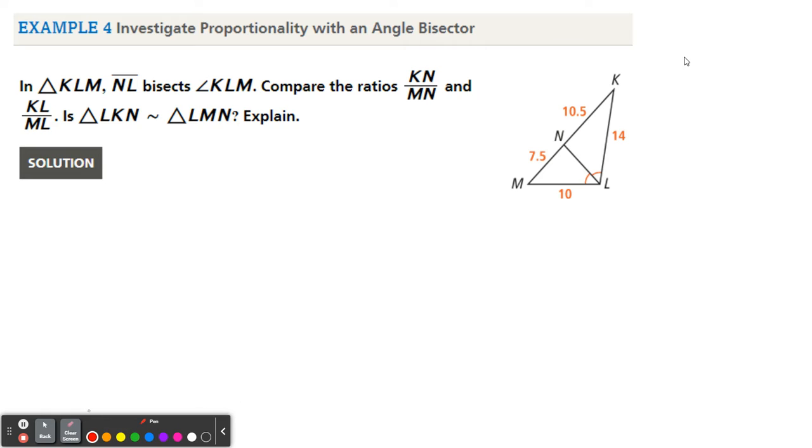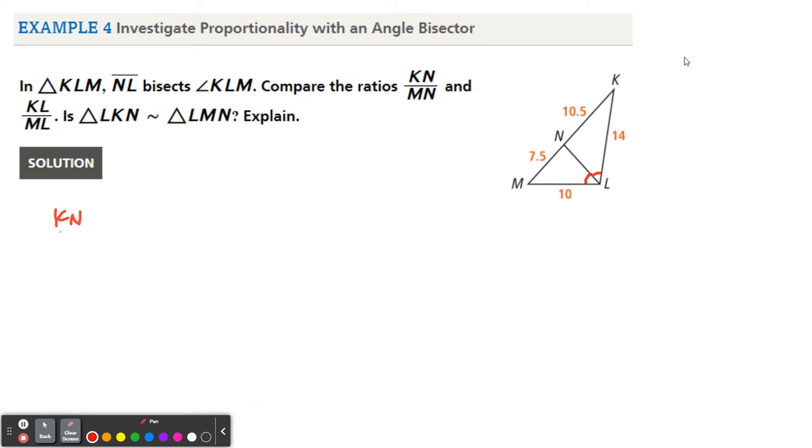Okay, so example 4. It says in triangle KLM, that's the big triangle, segment NL bisects angle KLM, and we're showing that by these congruent markings right here. If angle bisector, compare the ratios of KN over MN and KL over ML. So let's do that first.